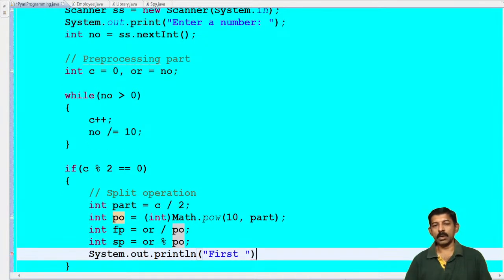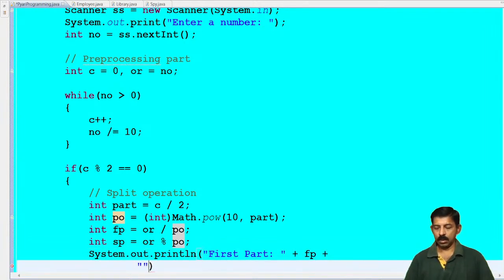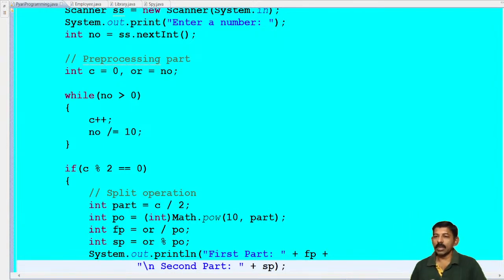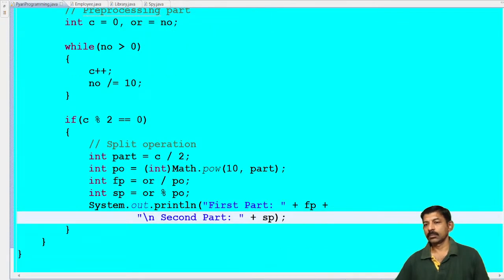I will say first part plus FP, second part plus SP. Yes, int before math.pow is required, obviously, because the pow function's return type is double. Now we have reached the last part. Everyone understood?